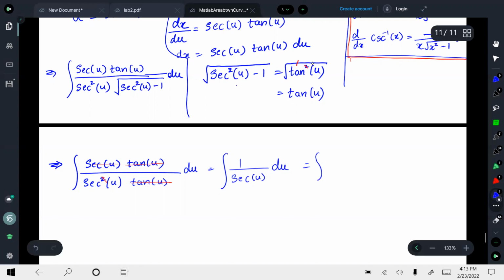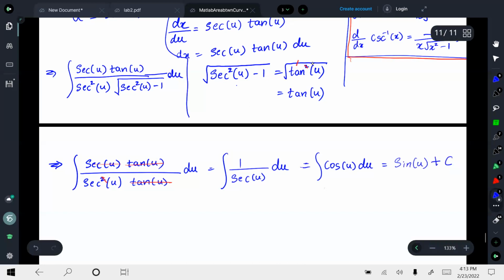Right. So this is cos of u into du. Instead of doing the integration of a fraction, it's better to integrate the whole term, right? That's the reason I converted secant u to cos of u. So the integration of cos of u is sine of u, and I'm using plus c here, because we have an indefinite integral.